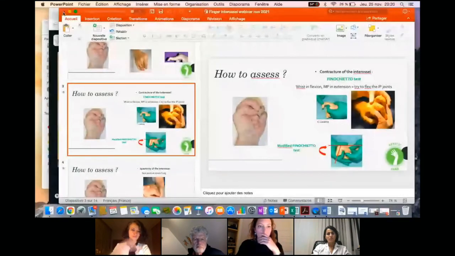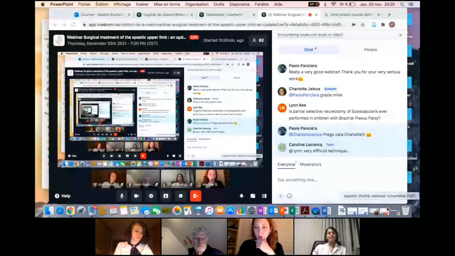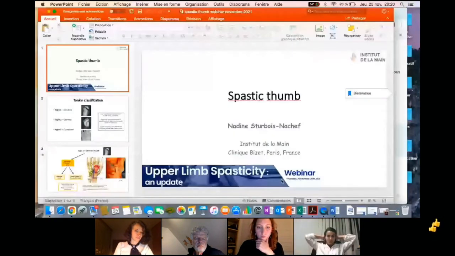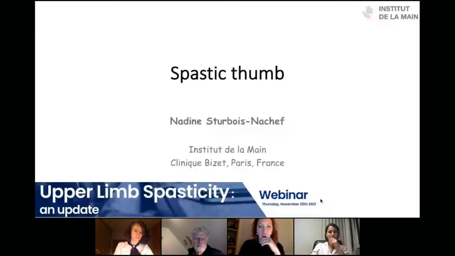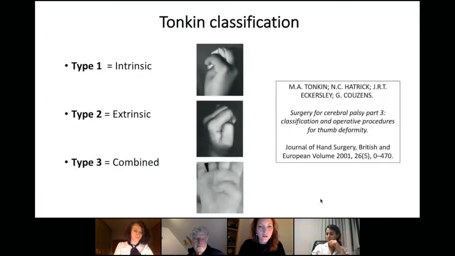I will now continue with the thumb, spastic thumb, which will be a little bit shorter, I hope. So for the spastic thumb, we base ourselves on the Tonkin classification. The type 1 is an intrinsic deformity with the flexion of MP joint and extension of the IP joint. The type 2 is the extrinsic deformity with mainly a flexion of the IP joint, and the type 3 is the combined full thumb and palm deformity.